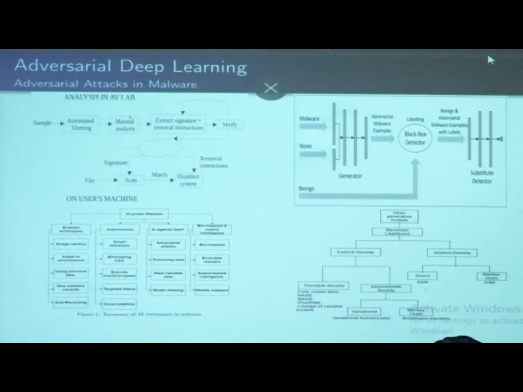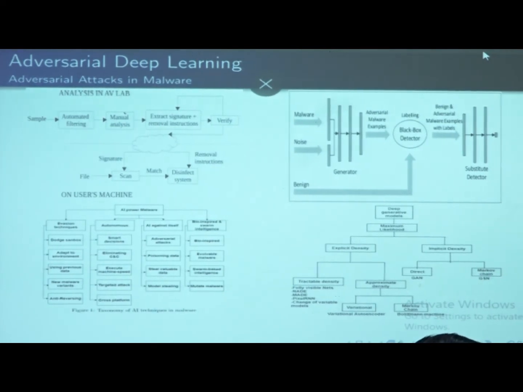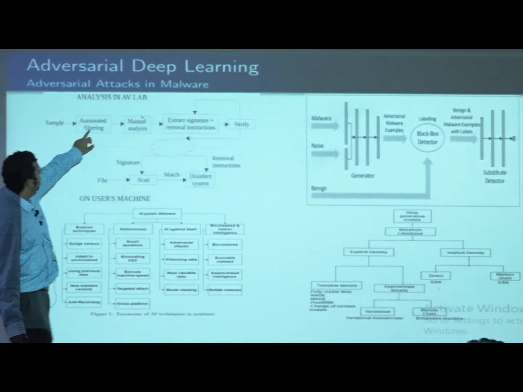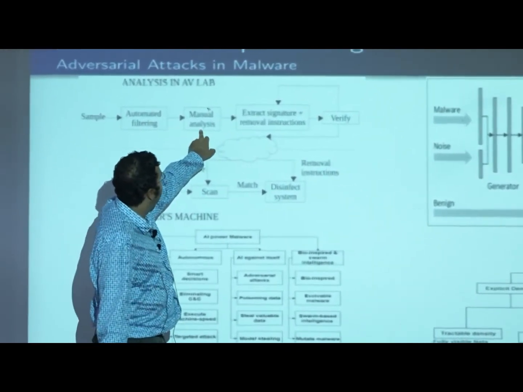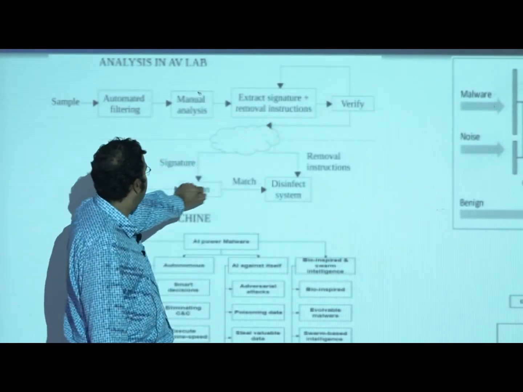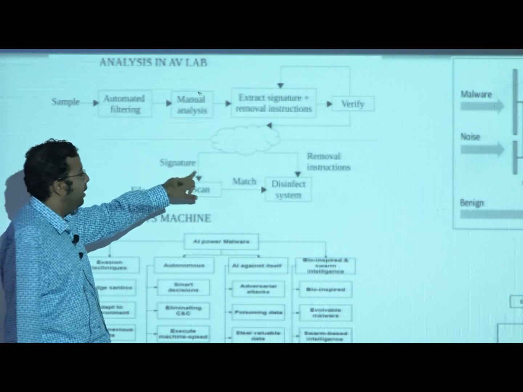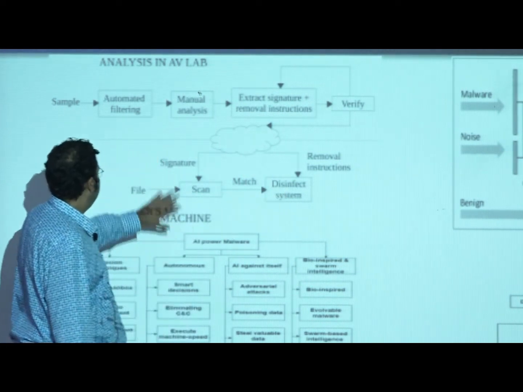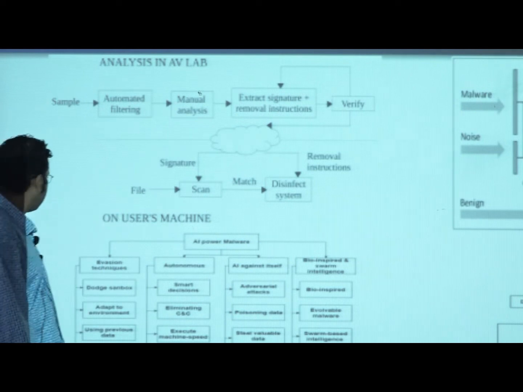Okay, so this is in malware. So we saw two examples. This is another on malware, where how does malware work? There is a filter created, there is a manual analysis, there is extraction of attributes in data, there is signature created to decide whether system is infected or not, and this is the process of malware.